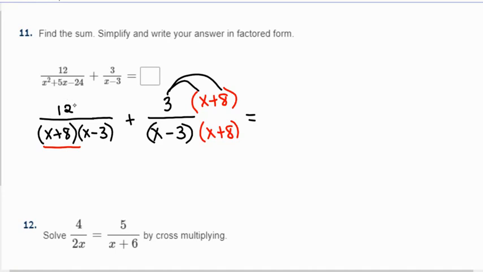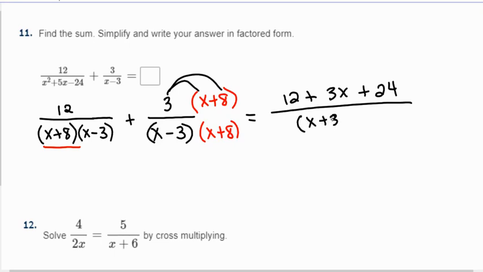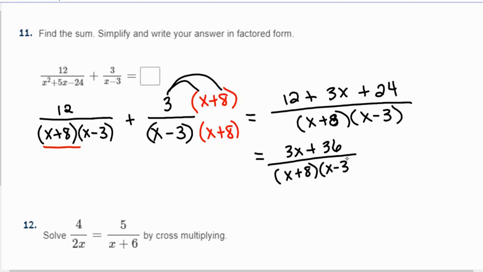Okay, so I'm going to have 12 from the first fraction plus, when I distribute the 3 times x is 3x, 3 times 8 is 24. And then in the denominator, I just need to list the common denominator once. So x plus 8 times x minus 3. Let's go ahead and combine like terms in the numerator. So we have 3x plus 12 plus 24 combines to a 36. That's going to be over x plus 8 times x minus 3.